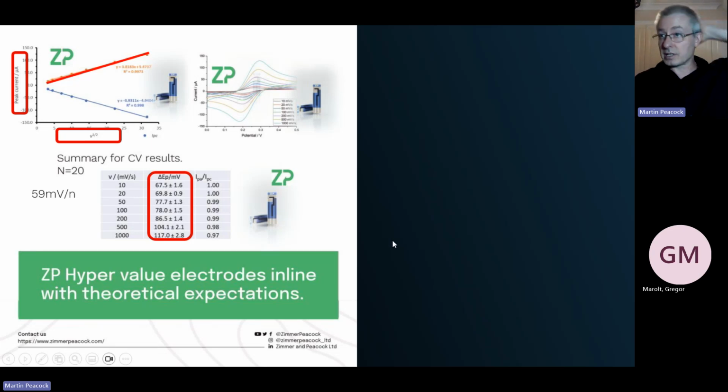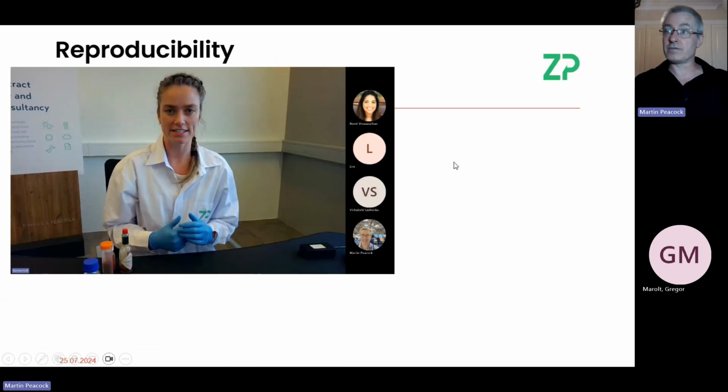And if you've got a massive separation between peak to peak, then you do actually have a problem because you've got high resistance electrodes. But, for example, we get at 10 millivolts a peak-to-peak separation of 67.5 millivolts. The fact that it's 8.5 millivolts off 59 millivolts, I don't care. It's not what's stopping you getting to market. The fixation on cyclic voltammetry is what's stopping you getting to market. So I want to break that fixation.